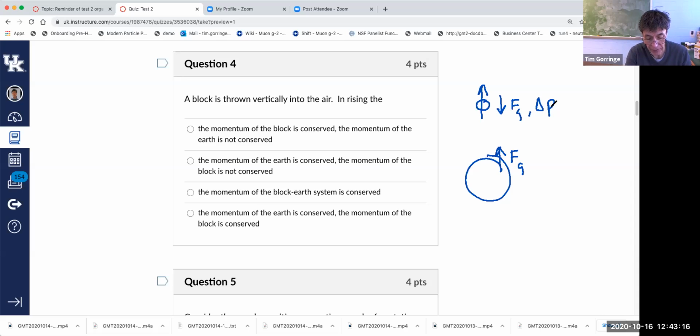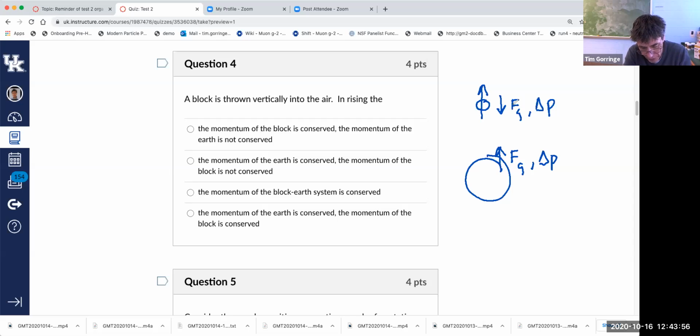So there'll be a change in momentum of the block, and there'll be a corresponding equal size, oppositely directed change in the momentum of the Earth. If you want to view this block as it flies into the air from the perspective of the Earth and block system, they're interacting with the gravitational force. They're exerting equal and opposite forces on each other. They're transferring momentum to each other.